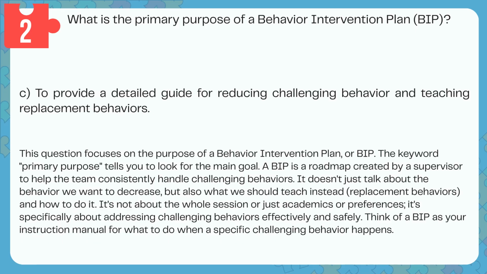Answer: C. To provide a detailed guide for reducing challenging behavior and teaching replacement behaviors. This question focuses on the purpose of a behavior intervention plan, or BIP. The keyword primary purpose tells you to look for the main goal. A BIP is a roadmap created by a supervisor to help the team consistently handle challenging behaviors. It doesn't just talk about the behavior we want to decrease, but also what we should teach instead, replacement behaviors, and how to do it.